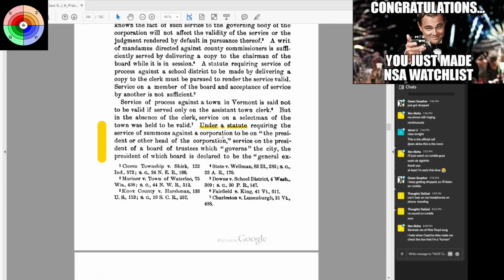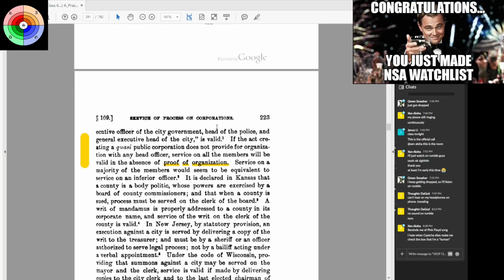All right, skipping down. Under a statute requiring the service of summons against a corporation to be on, quote, the president or other head of the corporation, close quote, service on the president of the board of trustees, which governs the city, the president of which board is declared to be the general executive officer of the city government, head of the police, and general executive head of the city, is valid. If the act creating a quasi-public corporation does not provide for organization with any head officer, service on all of the members will be valid in the absence of proof of organization.